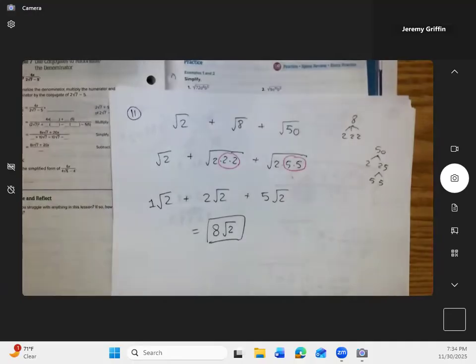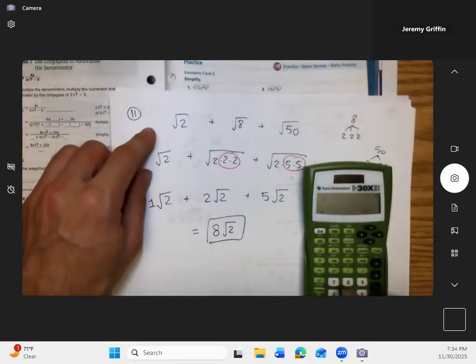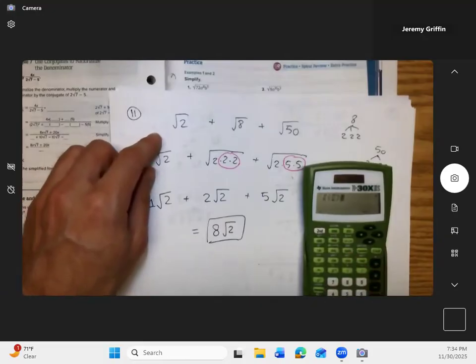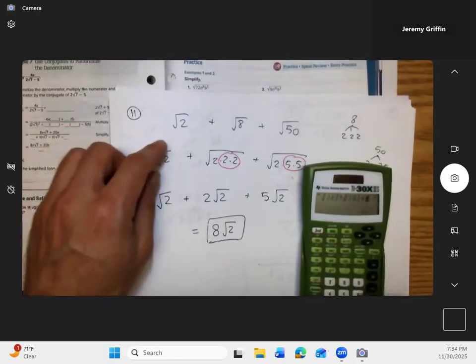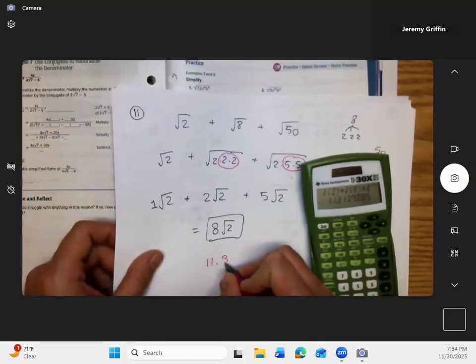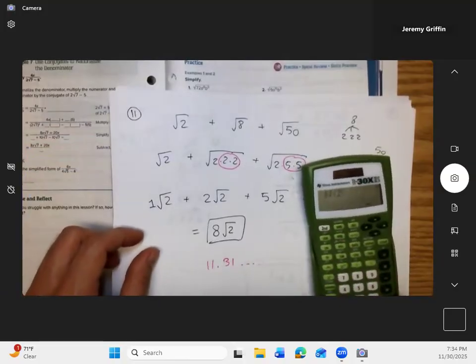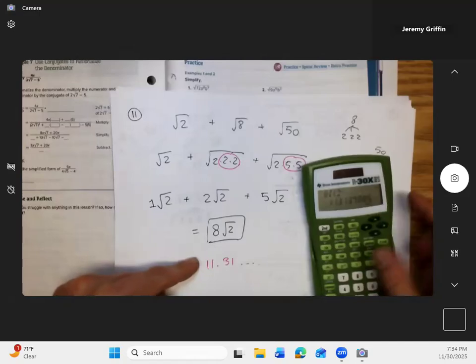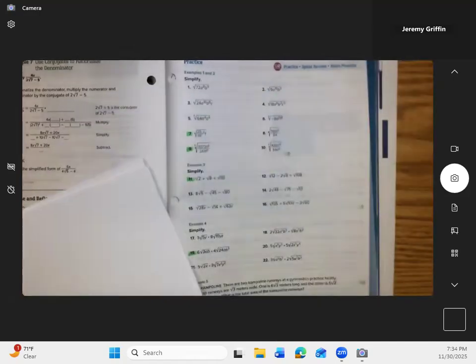Here, I'll check this with the calculator, show you guys I'm telling you the truth. The original expression was root 2 plus root 8 plus root 50. And that came out to 11.31. Wait, what is 8 root 2? It's exactly the same thing. Aha, exactly the same thing. It is working.